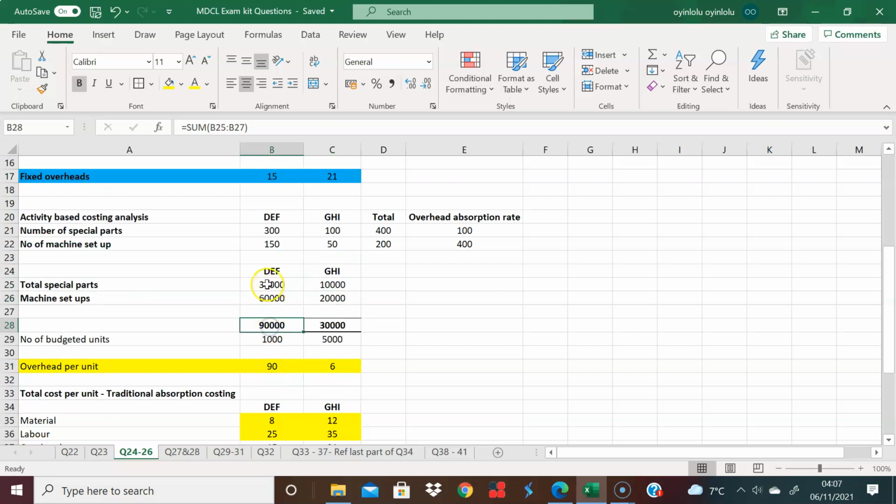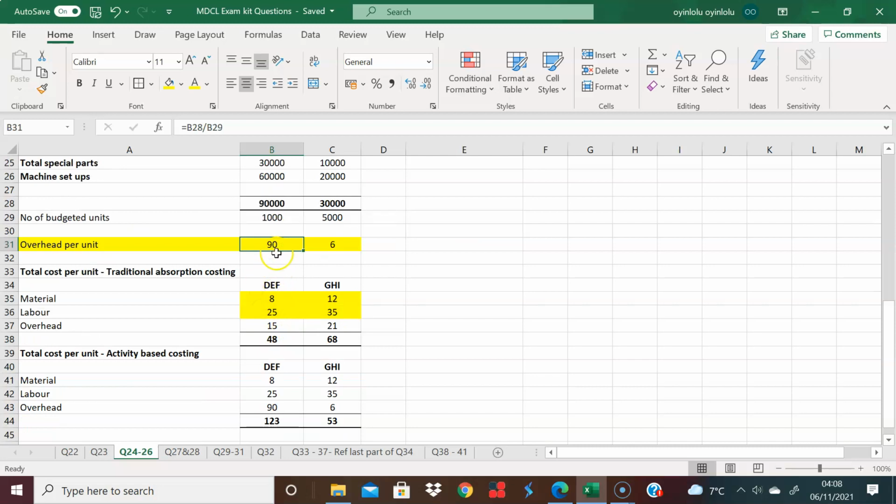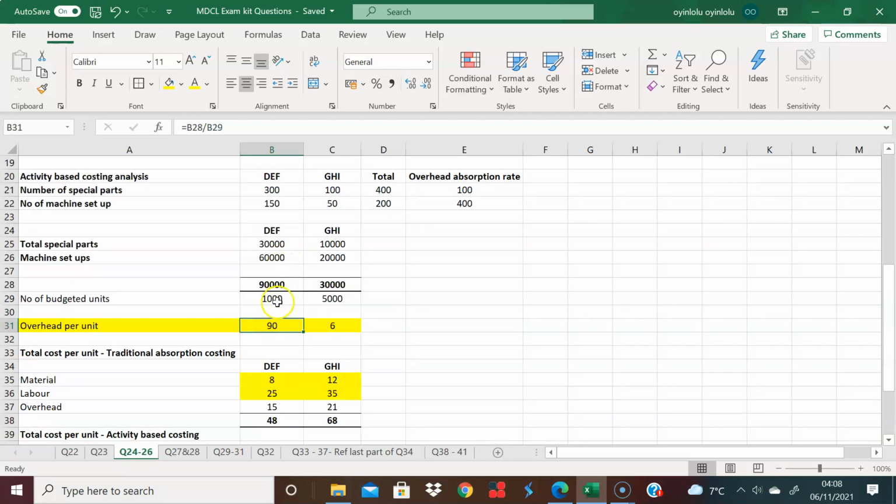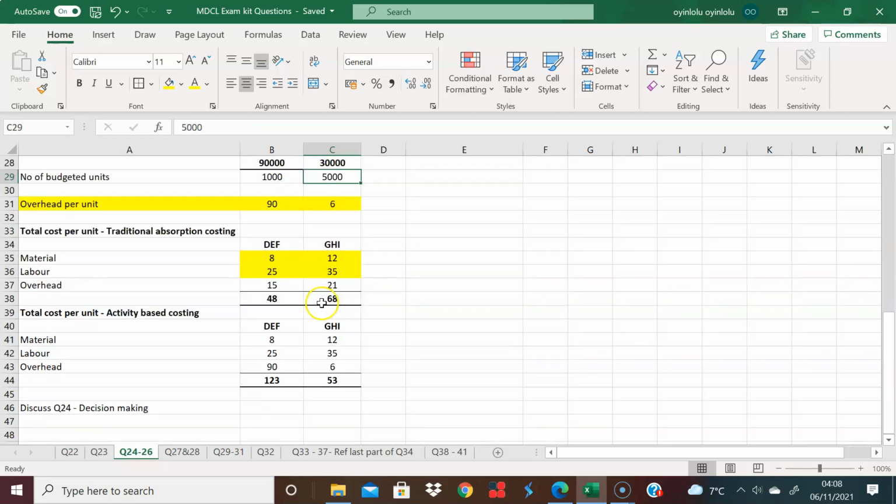So my total overhead cost of DEF is 90,000. My total overhead cost of GHI is 30,000. I budgeted to make 1,000 units, so now I know what the cost is over 1,000 units, and over 5,000 units, and I can find what the overhead cost is per unit. And that's ultimately what I'm trying to find, the overhead cost per unit. So 90,000 drives the production of 1,000 units, 30,000 drives the production of 5,000 units, and I'm inserting those figures right there for the activity-based costing, and you have 123 here. So I've put here discuss decision making.